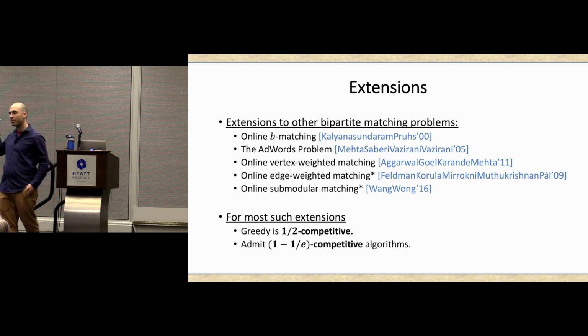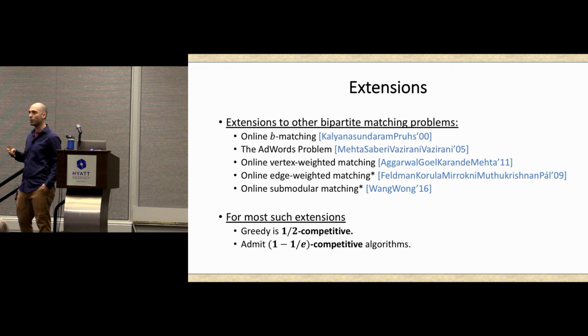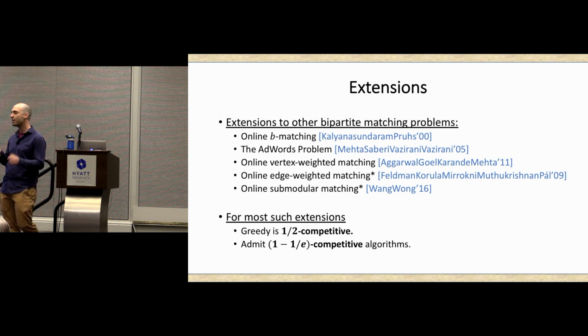So as I said, most of these extensions of online bipartite matching were motivated by internet advertising. So the offline nodes are advertisers, the online nodes are ad slots, and Google or whoever decides what ads to show you.